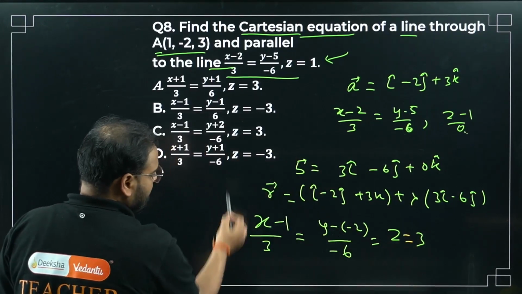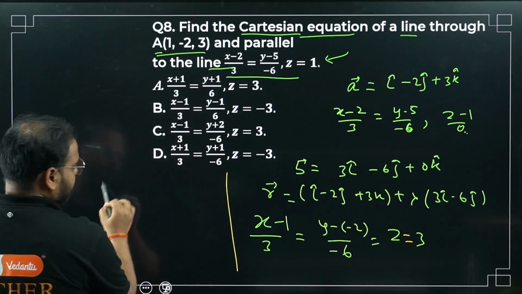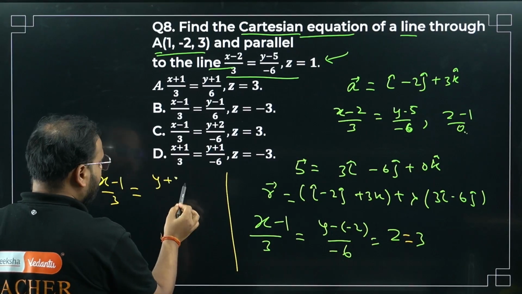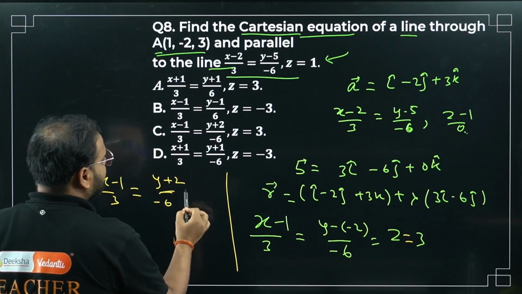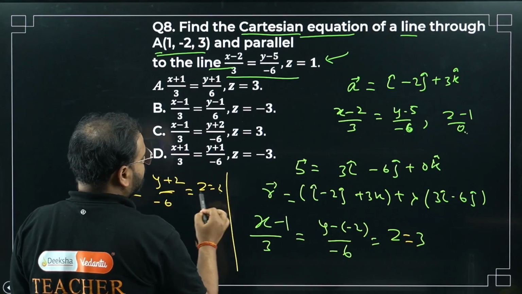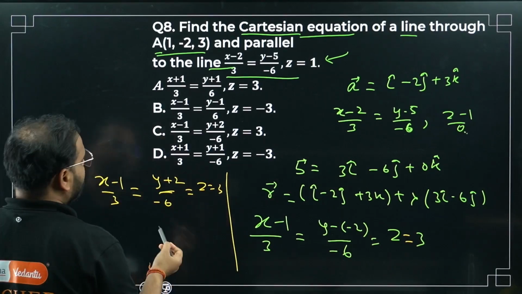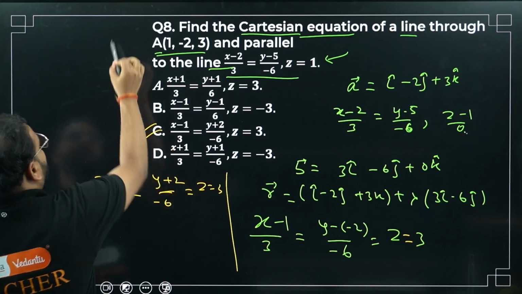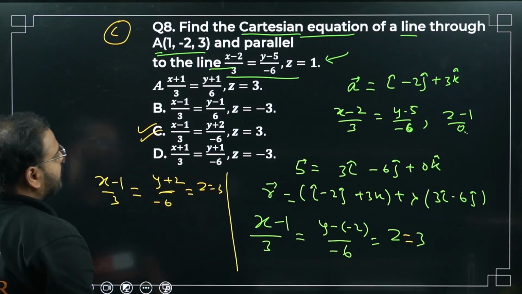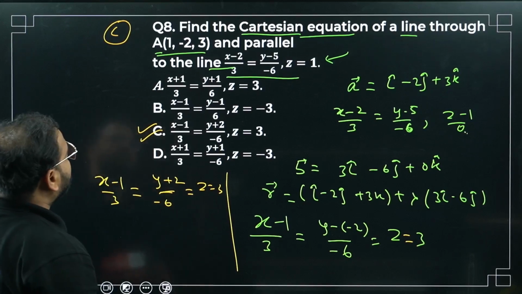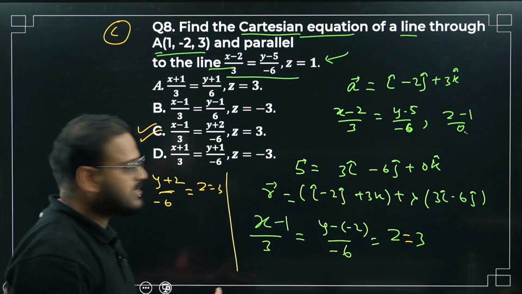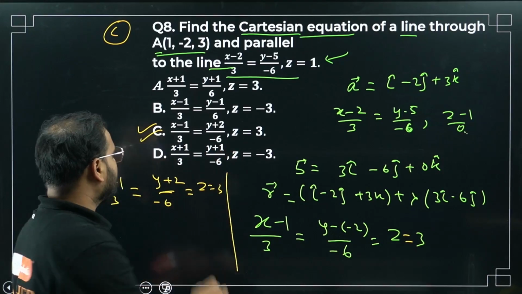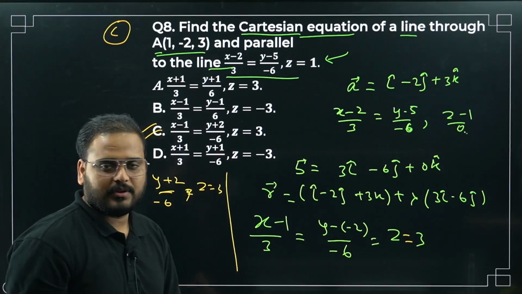So what I'm getting, please check. I'm getting this option to be x minus 1 by 3 equals y plus 2 upon minus 6 and z equals 3. Which option is this? Option number C. Option number C is the correct option. Option C is correct, no? x minus 1 upon 3, y plus 2 upon minus 6 and z equal to 3. Great.